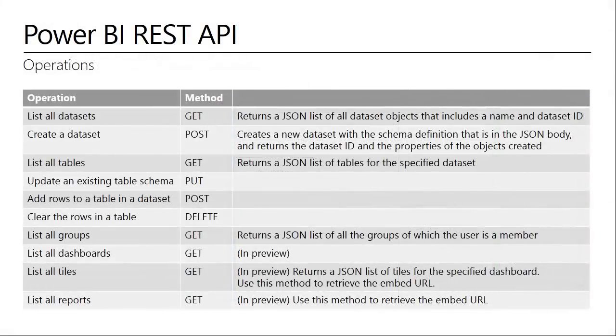The operations currently supported for the Power BI REST API include listing all datasets within a workspace, creating a dataset, listing tables for a dataset, updating an existing table schema, adding rows to a table in a dataset, clearing all rows from a table, listing groups, listing dashboards, listing dashboard tiles, and listing reports. Note that the last 3 are still in preview.